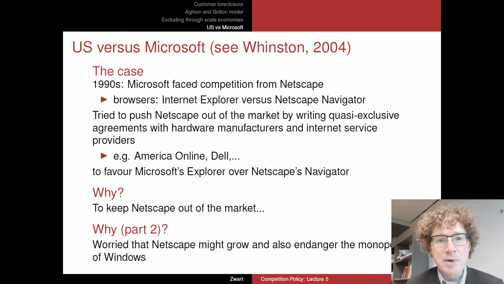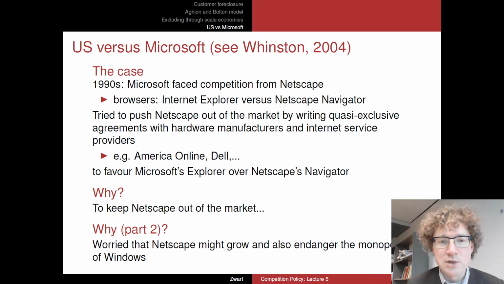What Microsoft wanted to do, or tried to do, at least that's what the US government argued, was get Netscape to leave this market. And how did they do this? By writing exclusive or quasi-exclusive contracts, at least for computer hardware manufacturers and also internet portals like Yahoo or America Online. They tried to make it very attractive to offer, at least for a large share, computers with Internet Explorer installed upon them. They wanted to make sure that Microsoft's Internet Explorer would gain market share over Netscape's Navigator.